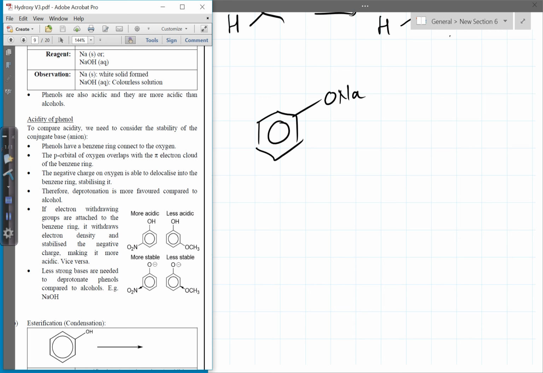is the anion. So what you do first is, of course, deprotonate it. Phenols have a benzene ring connected to oxygen, p orbitals overlap, and this allows delocalization of the negative charge. So stabilization occurs, and this favors your deprotonation, right? If electron withdrawing groups are attached, they withdraw the electron density and stabilize the negative charge more. And if electron donating groups are present, you will destabilize it, right? I've already given you those two examples as well.